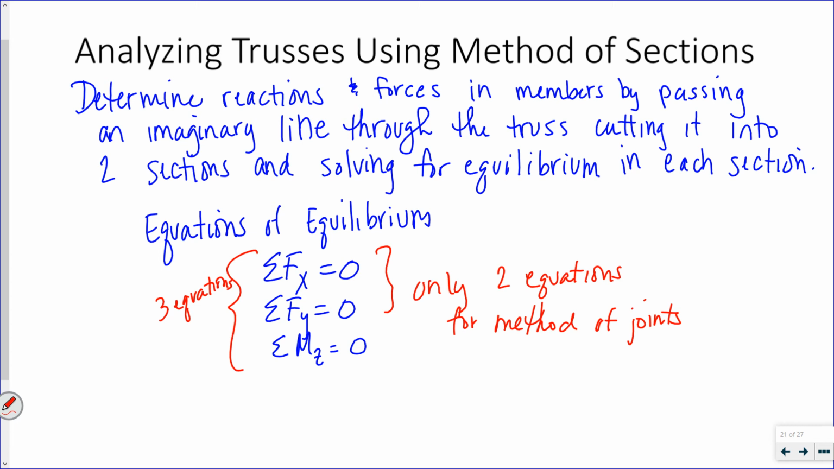I get to use the same two approaches for assuming tension or compression. I can assume that all of my members are in tension, and then if they come out negative, then they're in compression, or I can make a guess, and if my sign changes, then apparently my guess was wrong.